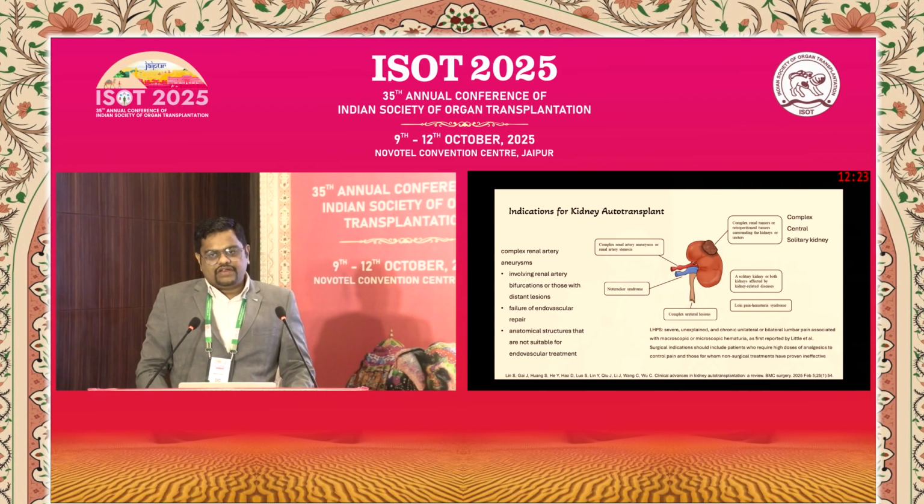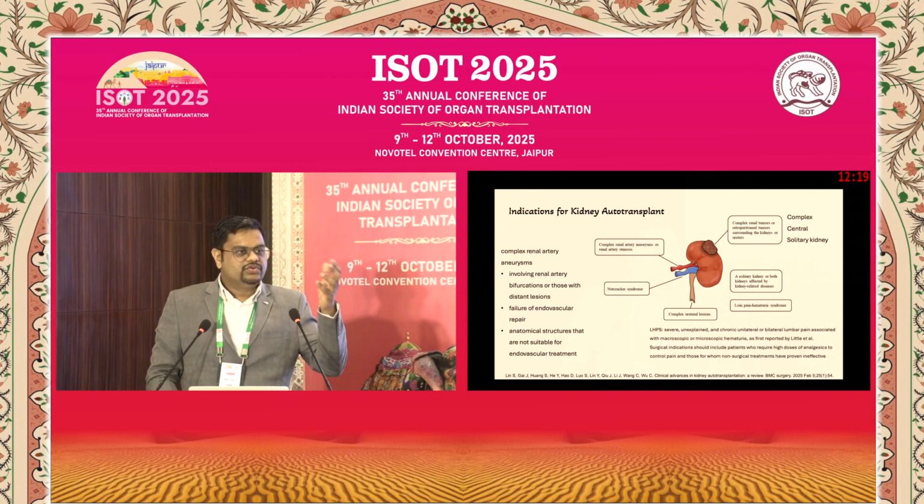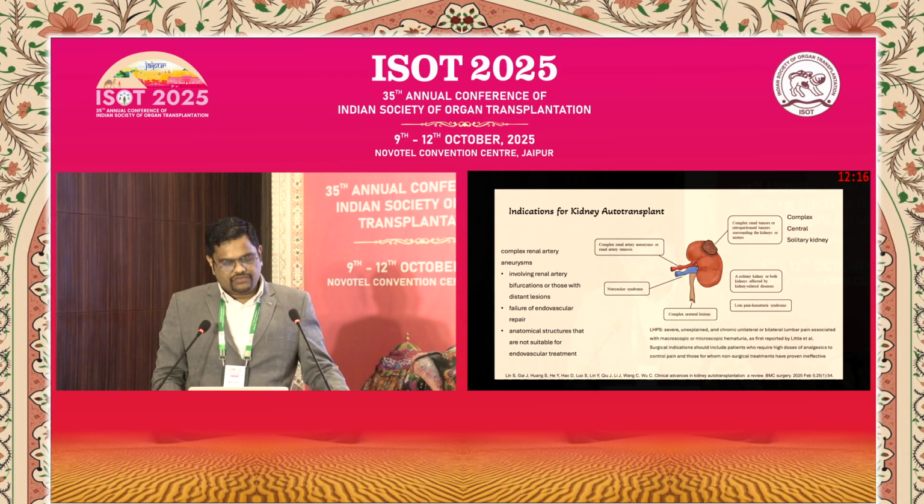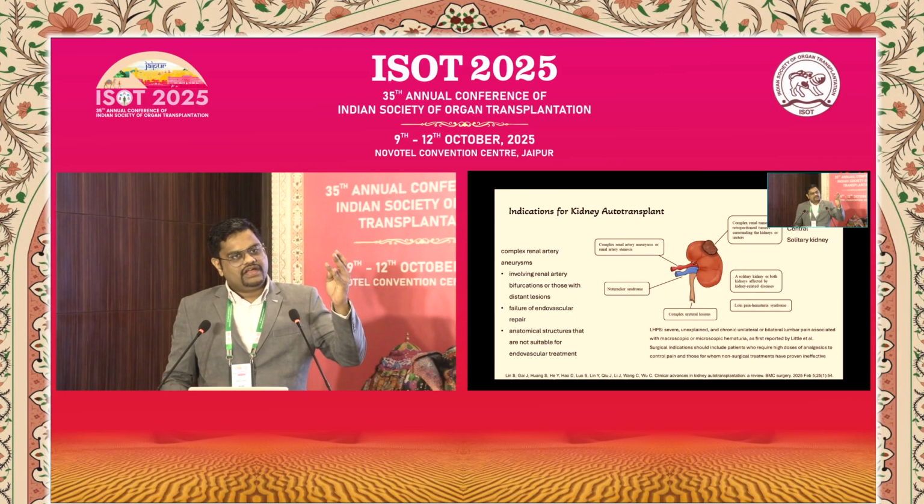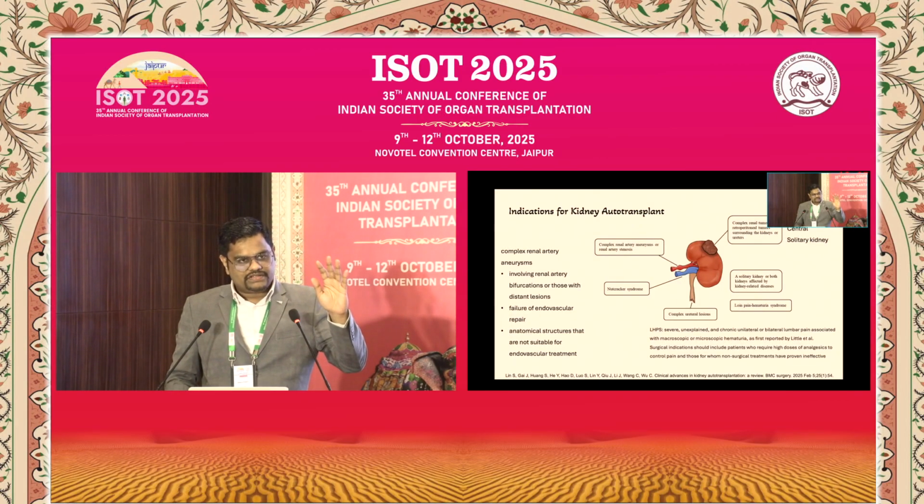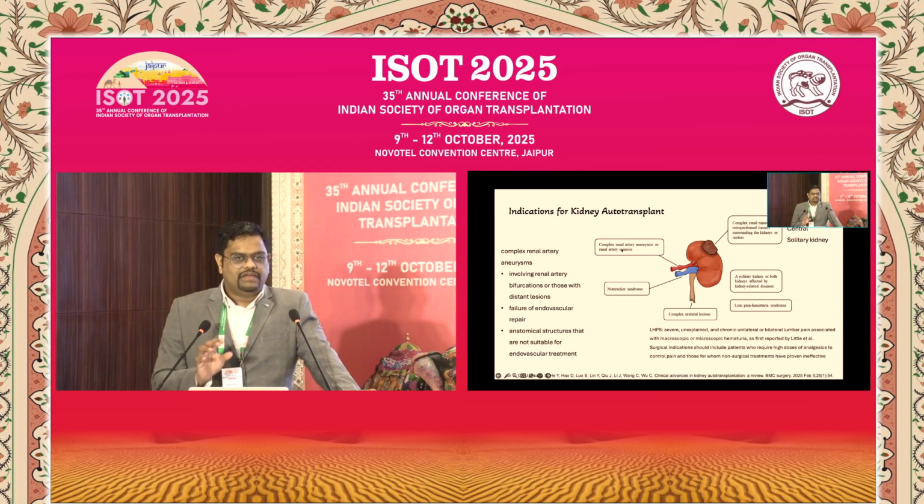Now, what are the scenarios where you'll actually have to remove a kidney and implant it in the same patient? Why will you do so? There are certain indications for doing those. So let us understand. The kidney has three structures: artery, vein, ureter. Anything related to artery, vein, ureter, complex structures or complex pathologies, you would like to remove the kidney, treat it on the bench, and again implant the kidney into the patient. Suppose you have a case of renal artery stenosis which is very bad or very long. In that case, you would like to remove the kidney and manage it.